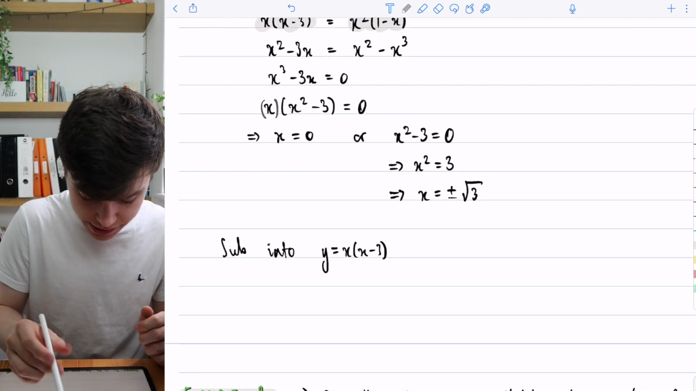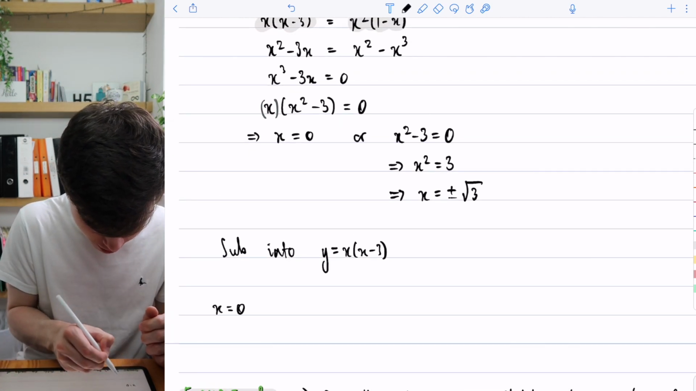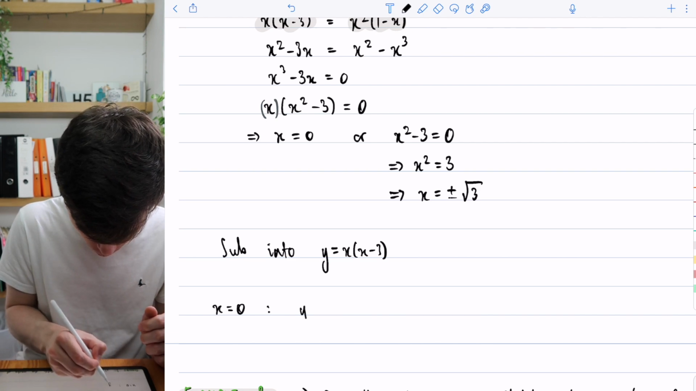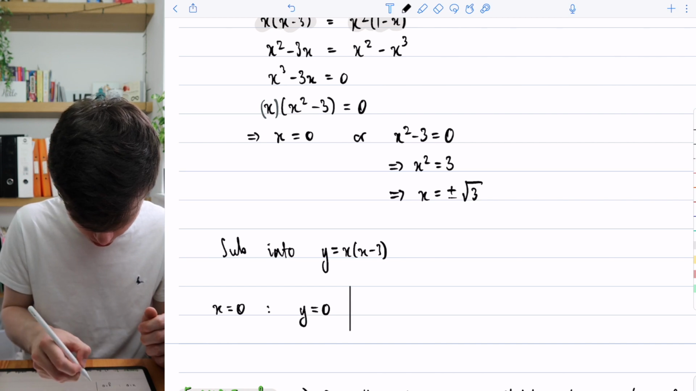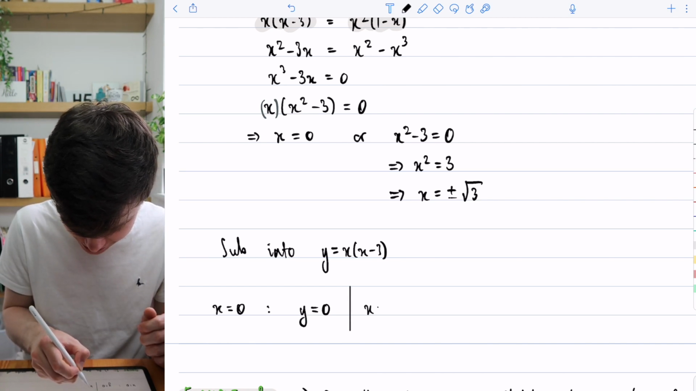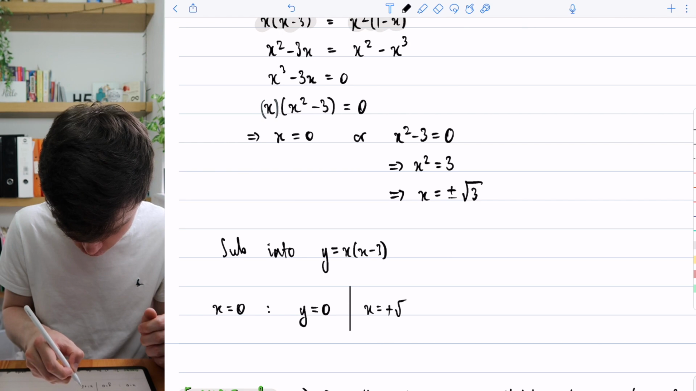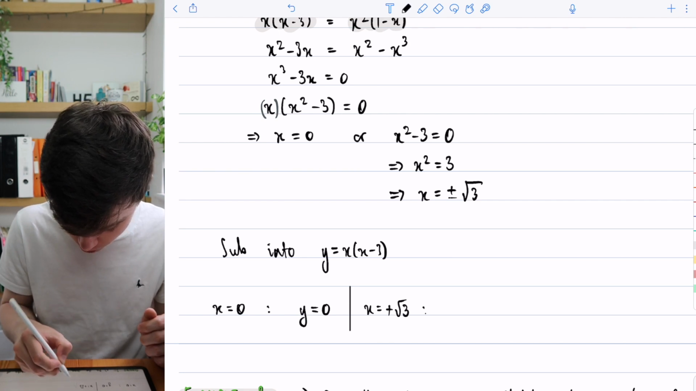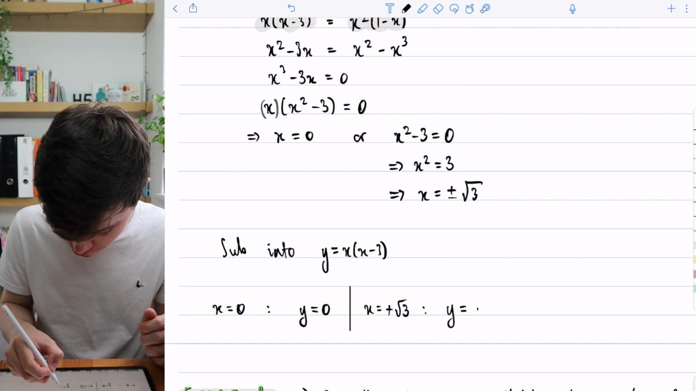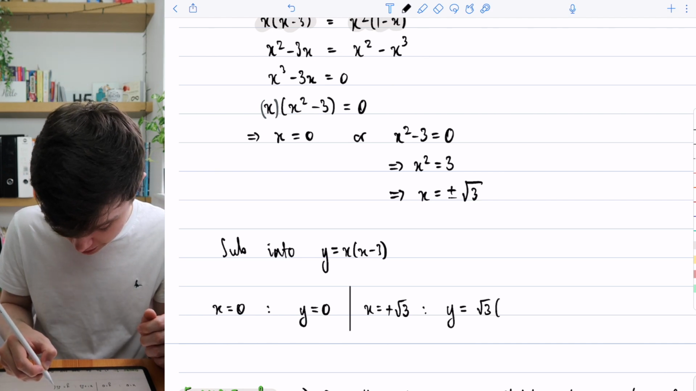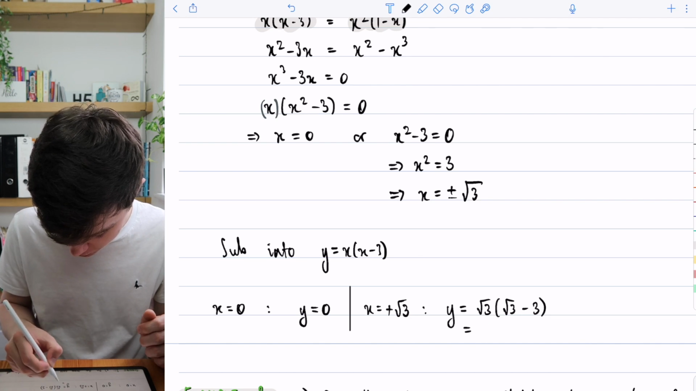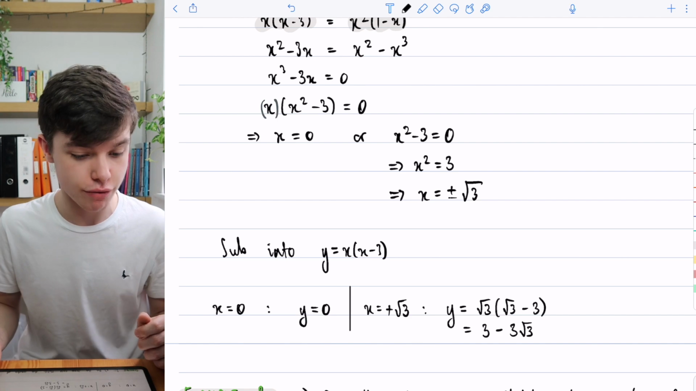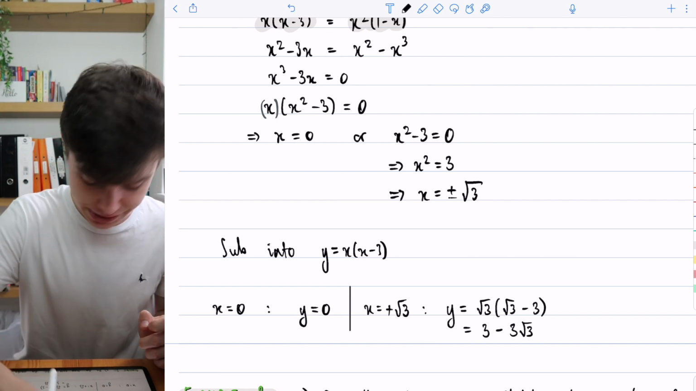So substituting x is equal to 0 clearly gives me y is equal to 0. Okay, draw a little line here to separate my working. If x is equal to positive root 3, then what we're going to have is y is equal to root 3 times root 3 minus 3, which is 3 minus 3 root 3. Okay, which is correct.